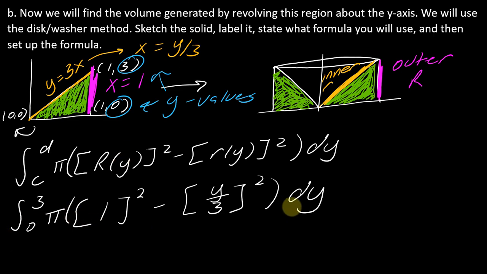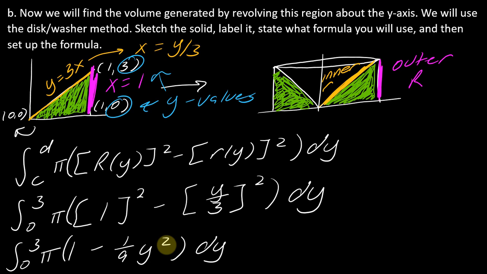The way this is going to get set up is from 0 to 3, 1 squared minus y over 3 squared. Of course, I can then just keep moving forward with this. That's going to be the setup for the integral, and then you keep going with that.